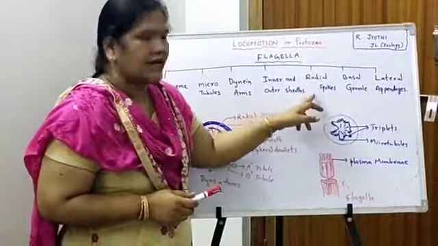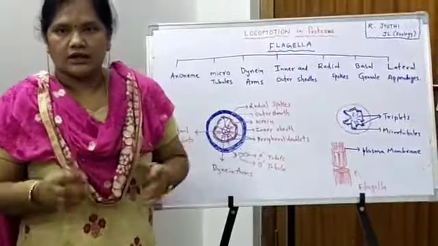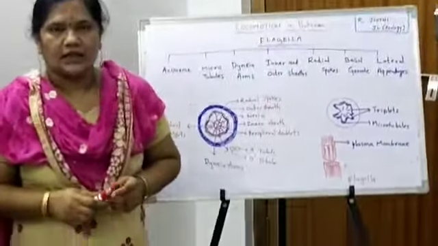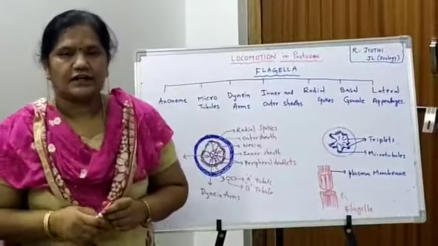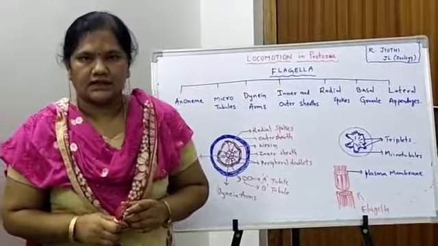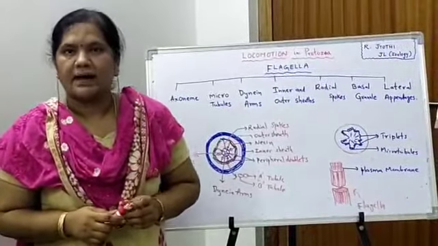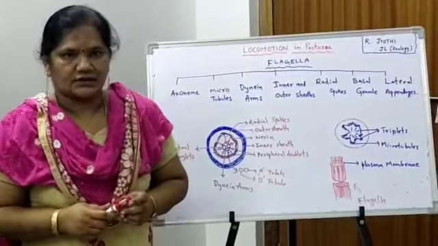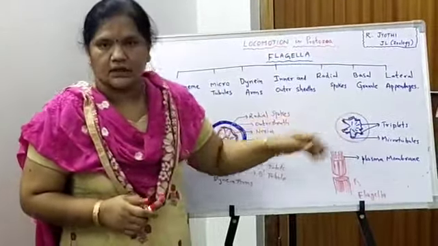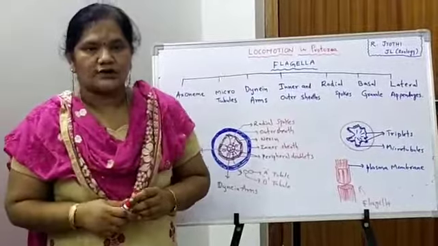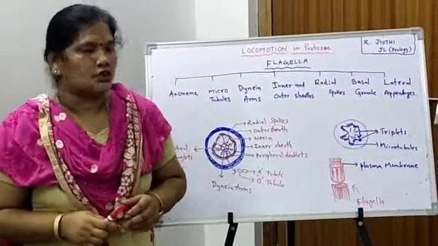The next one, radial spokes. These are elastic fibers that connect the inner sheath with the A tubule of each doublet. They resemble the spokes that connect the rim of a bicycle wheel with the center, hence the name radial spokes. The 9 radial spokes limit the extent of the sliding of the doublets during the movements.